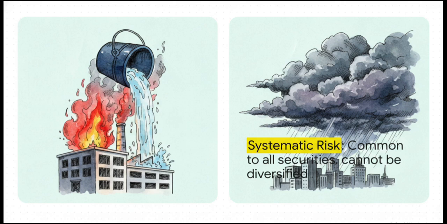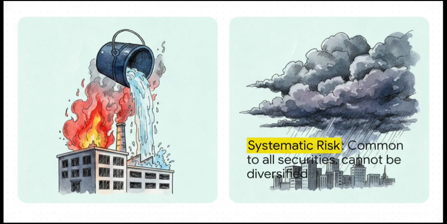Well, first we have to separate risk into two entirely different buckets. Bucket number one is specific risk. This is the idiosyncratic risk tied to an individual company or asset, like a CEO suddenly resigning or a factory catching fire. As we've just learned, you can completely eliminate this risk through a diversified portfolio. It just cancels out. But bucket number two is systematic risk.